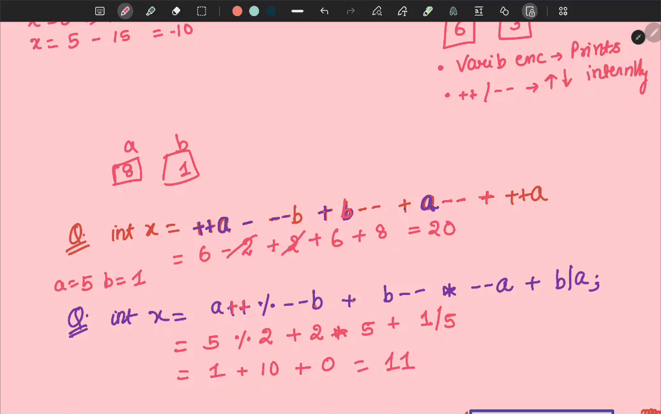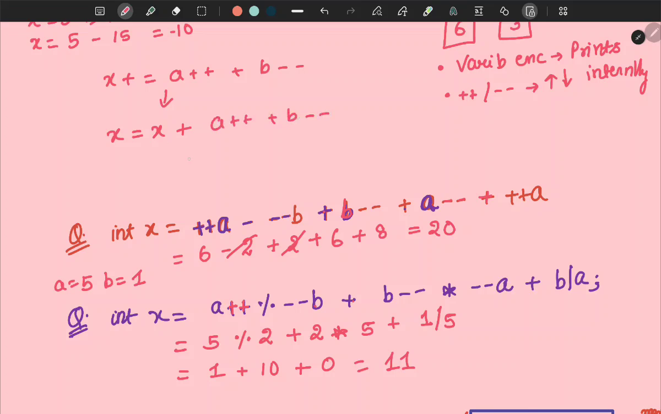Cool. If you have understood, let us finally conclude this with one line. Sometimes you will see something written as x plus equals to a plus plus plus b minus minus. So this doesn't mean anything. This is just a short form of writing x equals to x plus this whole thing, a plus plus plus b minus minus. Okay, so this is nothing but a short form.